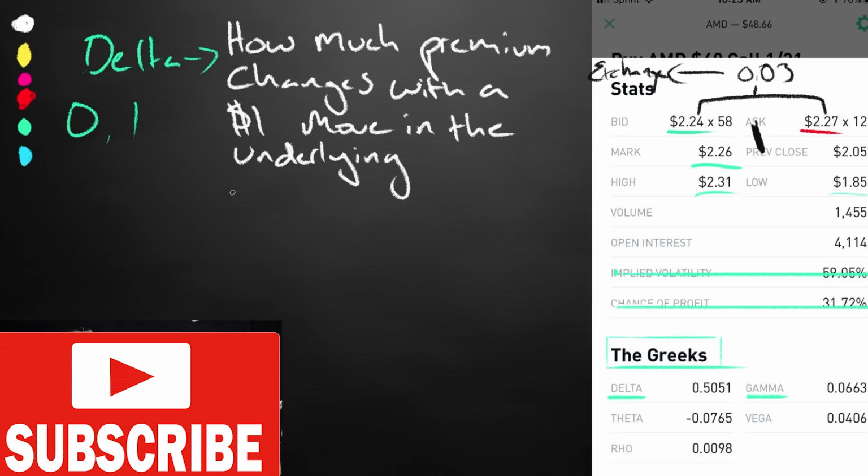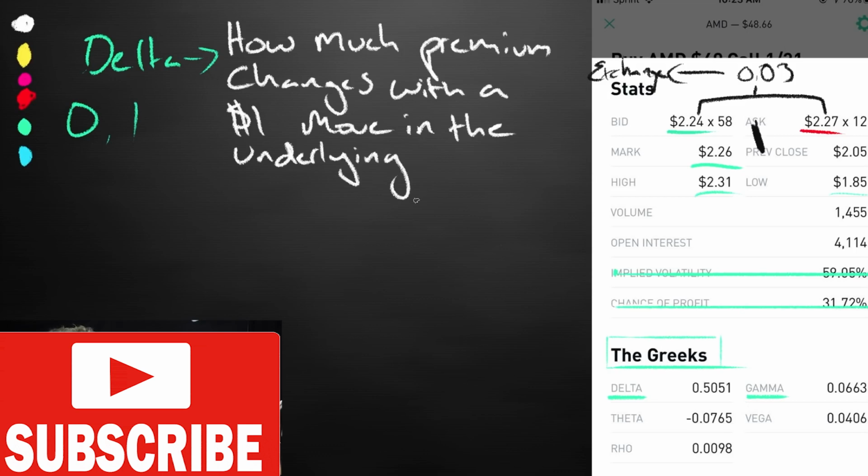So the further in the money you are, the higher your delta, the more leverage you have. However, if you buy maybe an in the money option for $100, but you buy 2 out of the money options for $100, so those out of the money options are worth 50 cents each in premium terms.